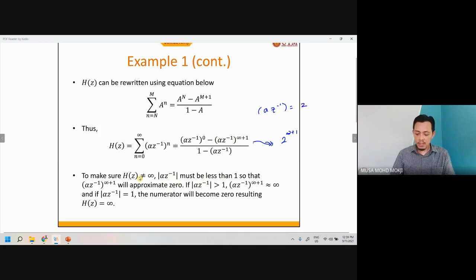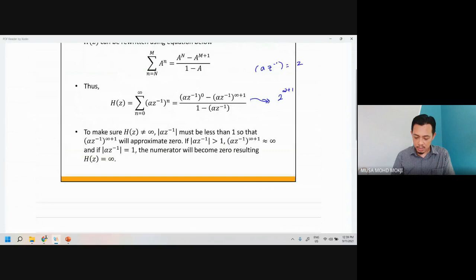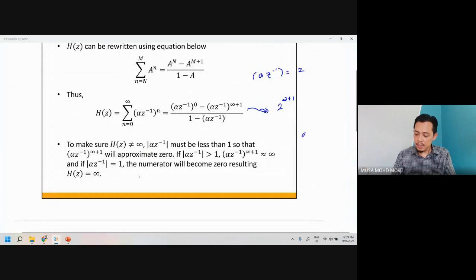So we already know that. Let's see, maybe I missed something here. So αz to the power of minus 1 is actually supposed to be less than 1, then this is actually α/z less than 1, and this is actually z greater than α. Okay, so I missed that one. So this is what we get.